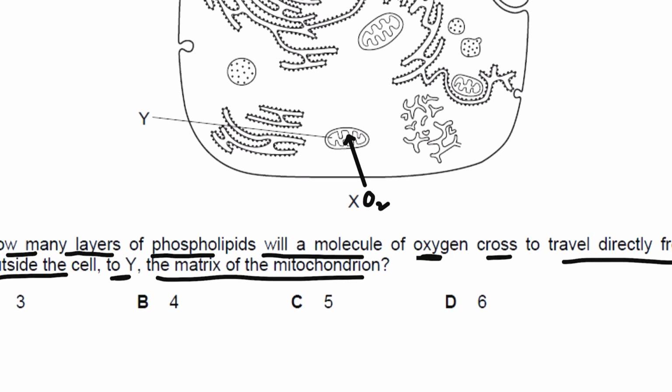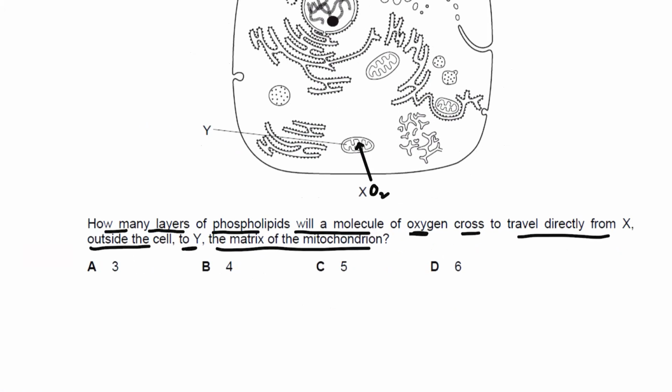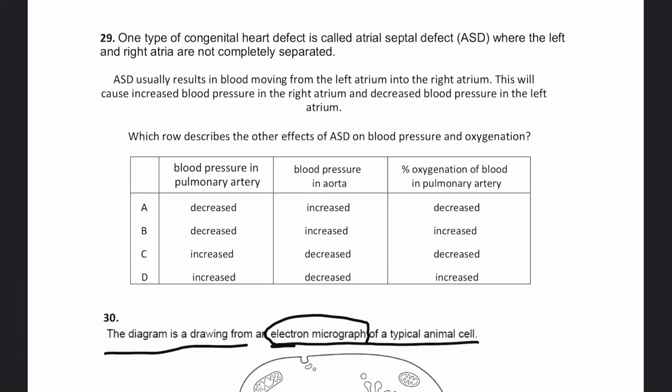And as you all know, each membrane is a phospholipid bilayer. Each membrane contains 2 layers of phospholipids, and they have asked how many layers of phospholipids. Guys, they haven't mentioned the phospholipid bilayer. They have mentioned how many layers of phospholipid. So because the oxygen molecule is crossing 3 membranes or 3 phospholipid bilayers, it means the oxygen is crossing 6 phospholipid layers, because 3 phospholipid bilayers will be equal to 6 phospholipid layers. The answer is D. Let's move on to MCQ number 29.